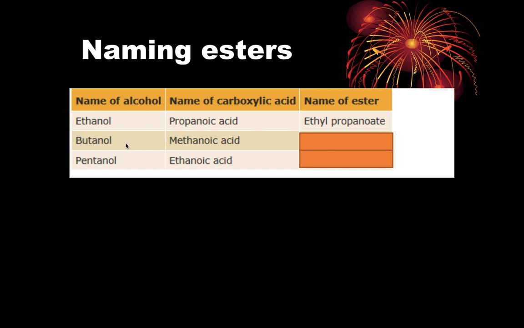This is butanol, right? Butanol for 4 carbons. If we drop the OL part off at the end, it's going to become butyl methanoate for the methanoic acid. That's an acid with only 1 carbon. So butyl methanoate. This one, pentanol. This will become pentyl, and this will become ethanoate. Okay, butyl methanoate, yes, and pentyl ethanoate, yes. Good.